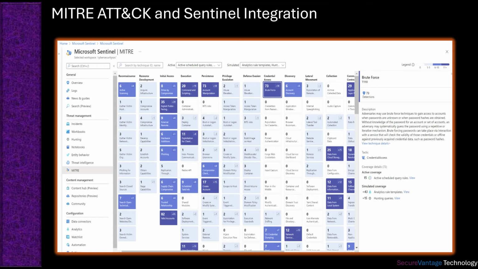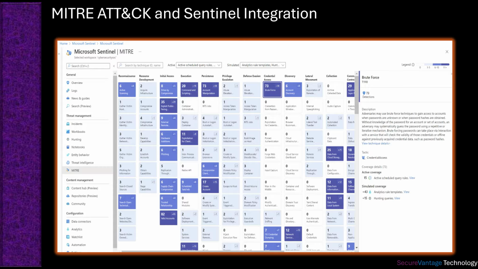When an alert is triggered in Sentinel, it's mapped to the corresponding ATT&CK technique. This mapping helps security teams quickly understand the nature of the threat, the potential objectives of the attacker, and the likely next step the attacker might take. This accelerates the investigation process and improves response times.